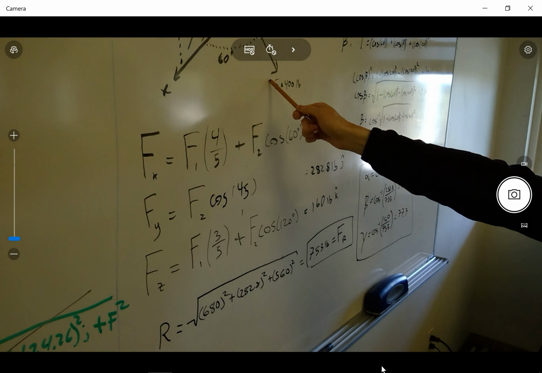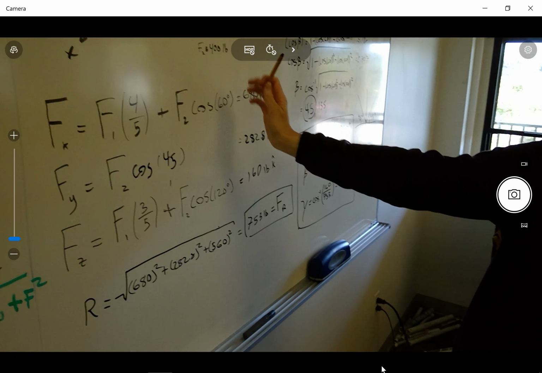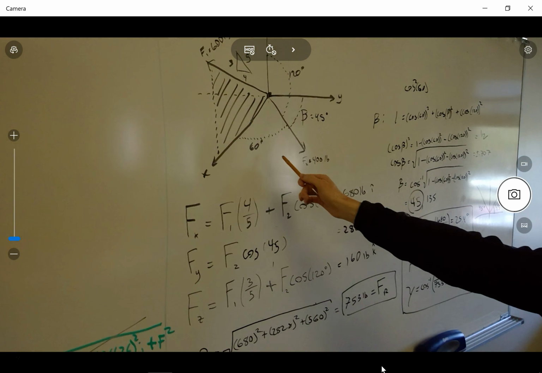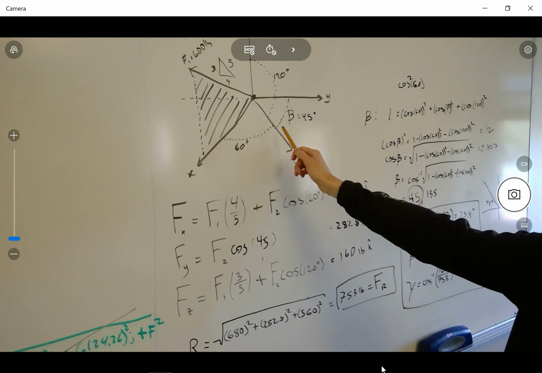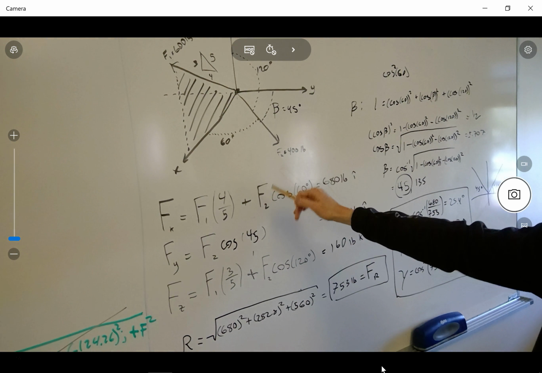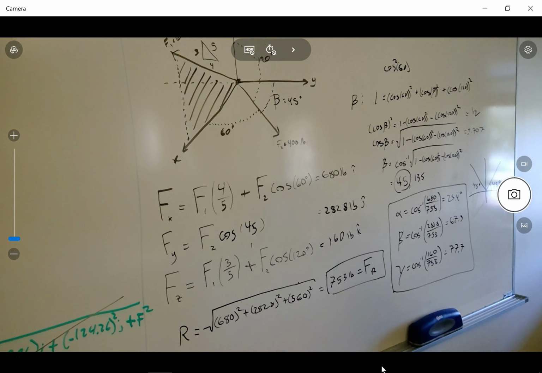Then for F2, we know that this is going to be 60 degrees, because that's what's given here. So all we have to say is F2 cosine of 60 degrees for that. And you just plug in the 400 and the 600 in front of them each.